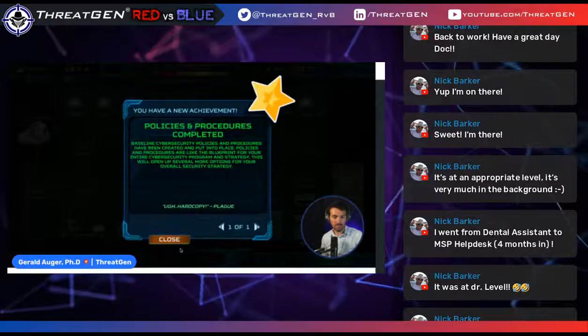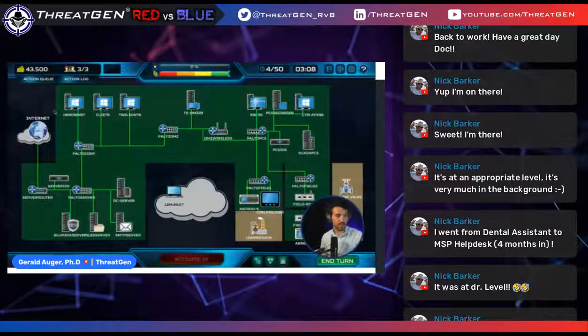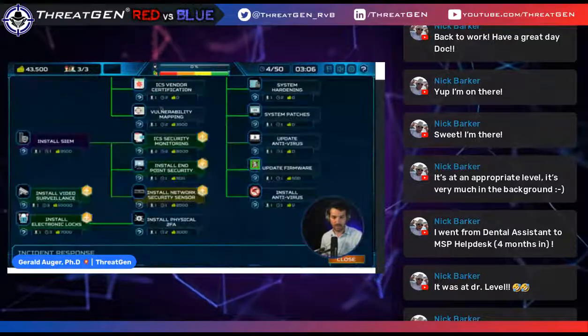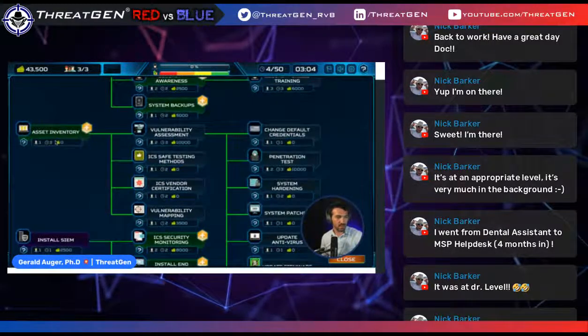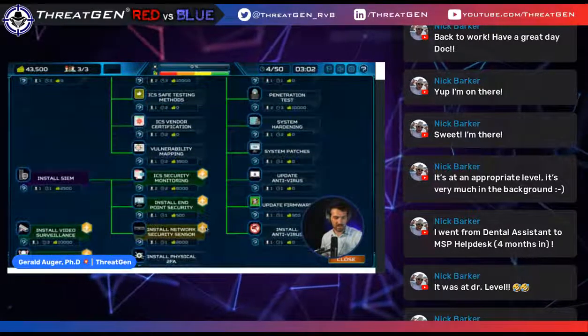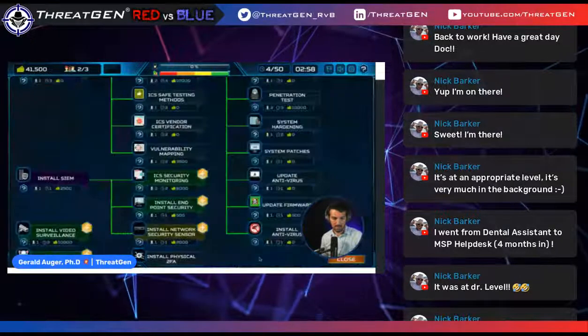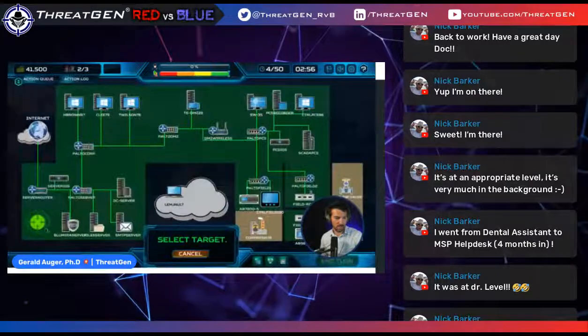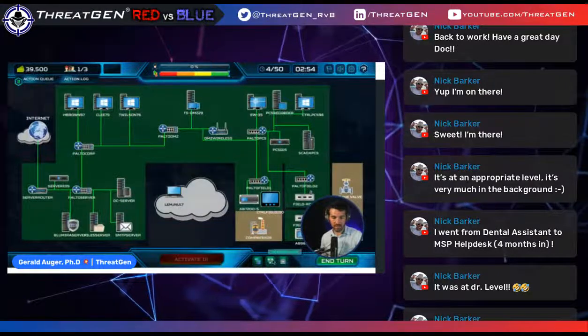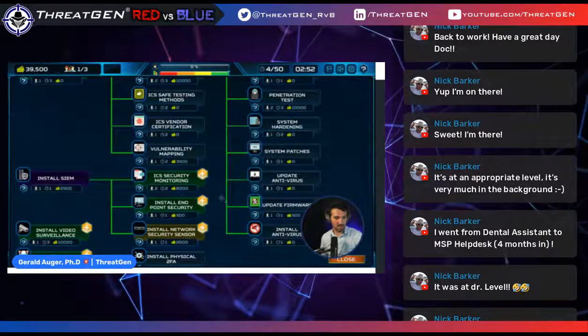I'm in the hotel. All right, so we got policies and procedures, which basically opens up stuff for us. I want to put network sensors everywhere, though. Let's do it. Okay, so now we got a SIM. We got network sensors everywhere.